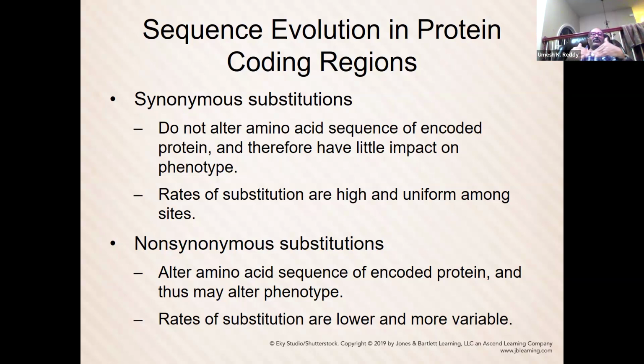They are just changing the codon. So what is happening? The majority of our mutations are synonymous substitutions. But we cannot say that all the time.